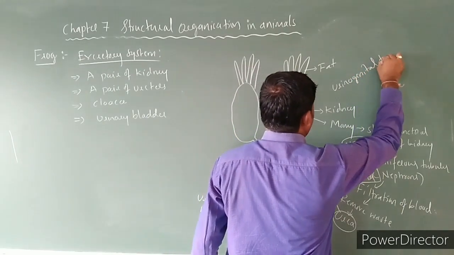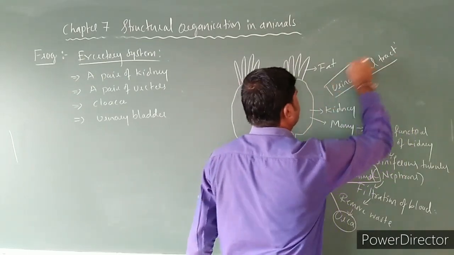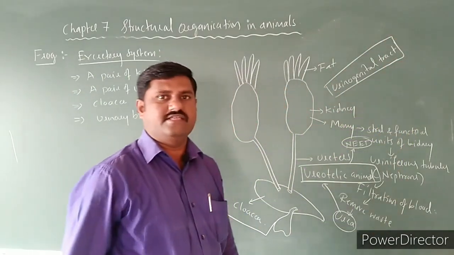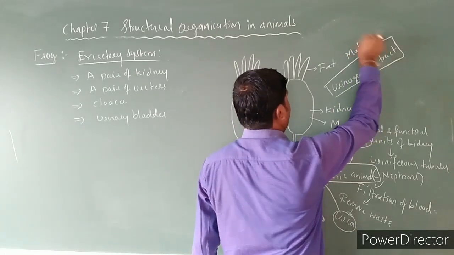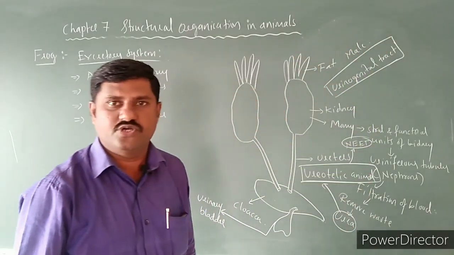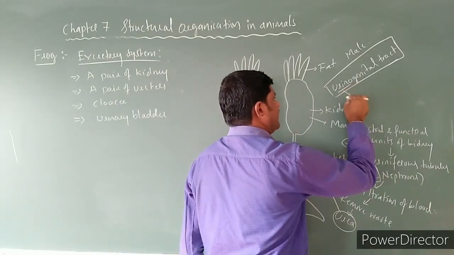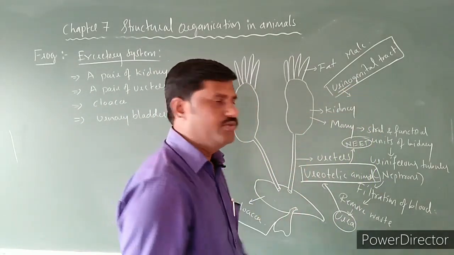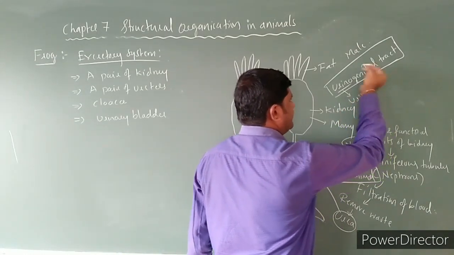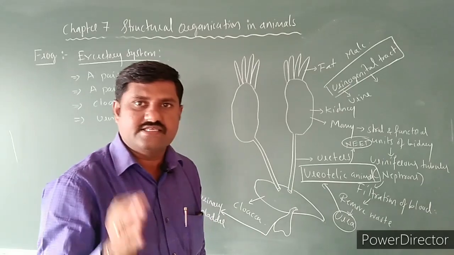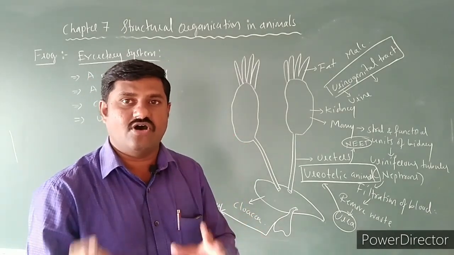Urinogenital tract, it is called. Why it is called the urinogenital tract is because in the male frog it acts as a urinogenital tract. Why? Because urino stands for helping in passing the urine, and genital in the sense of the genital organs, that is the sex organs.